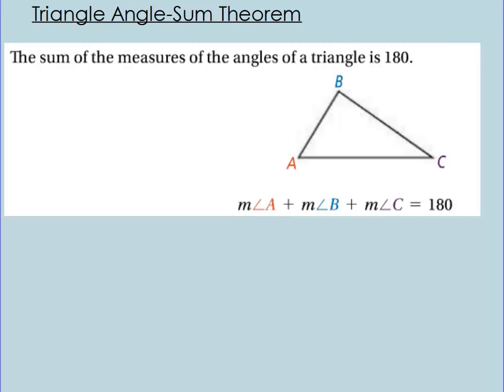So another theorem is the triangle angle sum theorem. This is something you probably learned in 6th grade, but here it is again. The sum of the measures of the angles of a triangle is 180. So measure of A plus B plus C has to equal 180. I don't know if you proved it, but we're actually going to prove it right now, and we're going to have to use that parallel postulate.